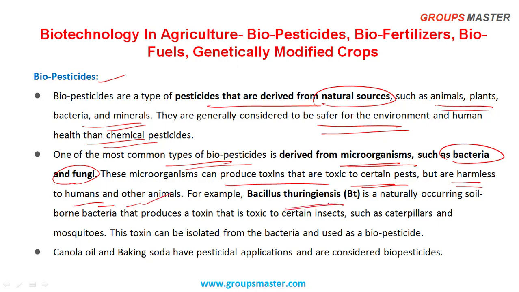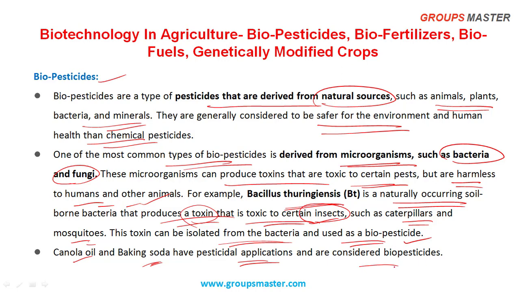For example, BT, that is Bacillus thuringiensis, is a naturally occurring soil-borne bacteria that produces a toxin that is toxic to certain insects such as caterpillars and mosquitoes. This toxin can be isolated from the bacteria and used as a biopesticide. Algae, canola oil and baking soda have pesticide applications that are considered biopesticides.